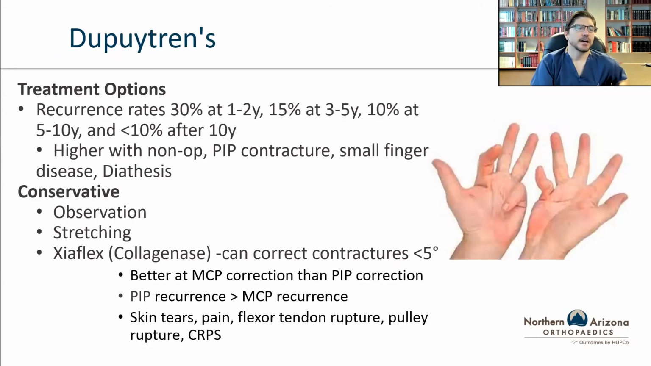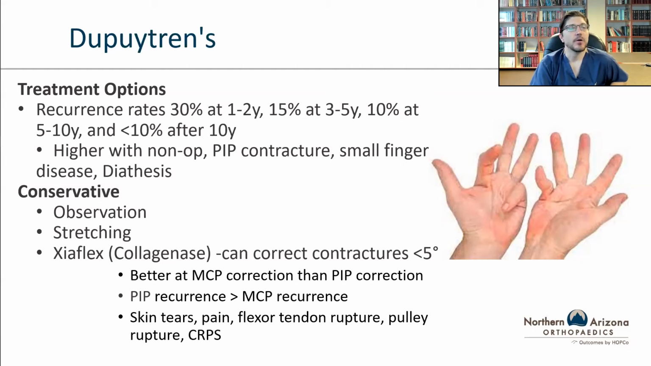Treatment options for this, there are quite a few. If there are no contractures and the patient's able to place their palm down on the table without issue, these are traditionally treated with observation. There is a significant amount of recurrence with these depending on the treatment, but usually we can rely on these figures.